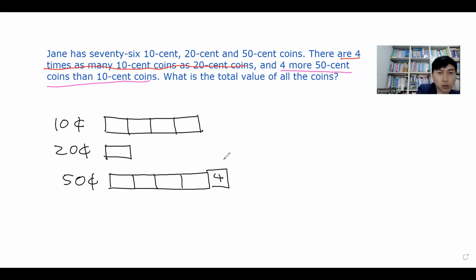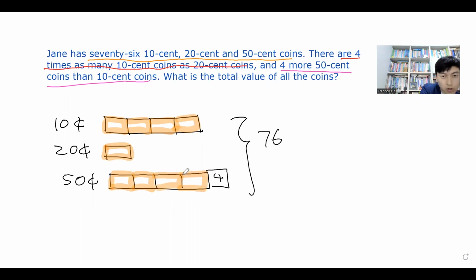Now, we should not also forget the information here at first. There are 76 coins altogether. So again, we're going to indicate the total, that is 76. All right. Now, what you notice is this. All the units here, or all the boxes here, they are of the same size. All right. Now, when you draw a model, size is important. We should draw it in the same size to show that they all have the same value.